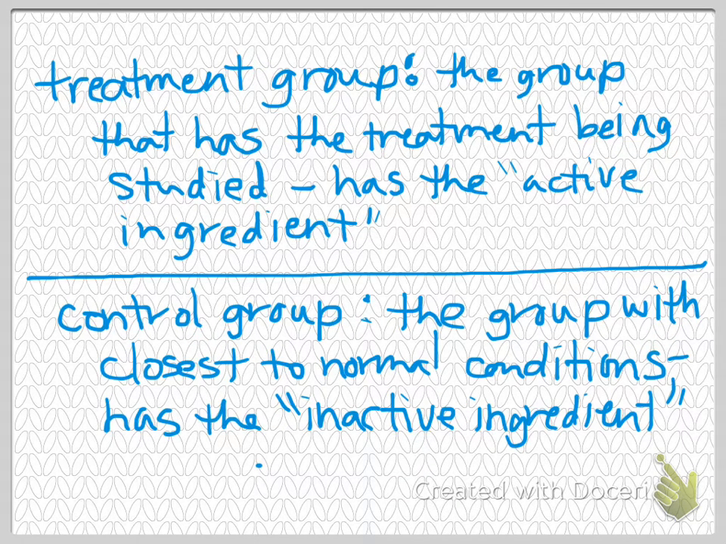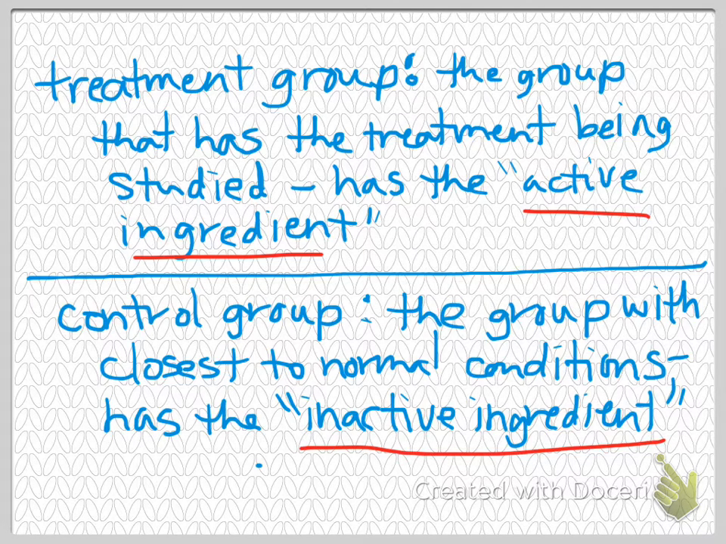Alright, the next piece of our review talks about treatment groups and control groups. So we briefly touched on this earlier. Treatment is what happens in an experimental study. So the treatment group is the group that has the treatment being studied. It has the active ingredient. So this is the thing that we think is going to actually cause some kind of an effect on people or plants or animals. The control group is the group with the closest to normal conditions.